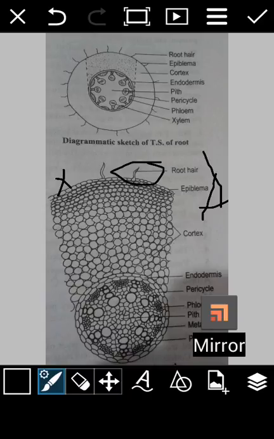Number 2. Cortex. Just beneath the epidermis lies massive cortex. It consists of parenchymatous thin-walled cells, and there is presence of intercellular space. The cells are responsible for storage of food.